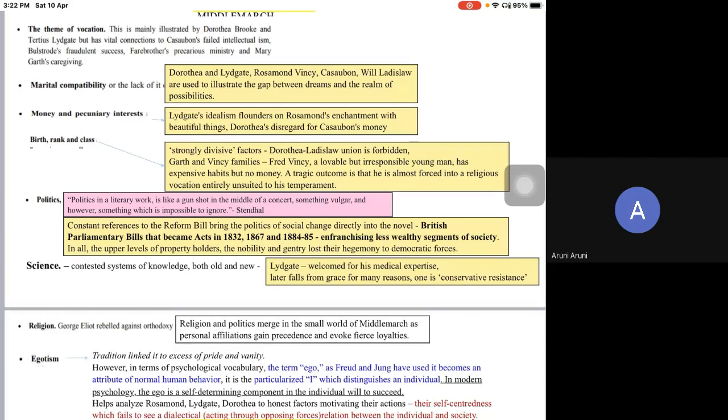Then science, another theme in Middlemarch. Contested systems of knowledge, both old and new. So this was a time when science was coming up more than ever, and everything was under questioning. Every system of knowledge was under questioning. Example, Lydgate, welcomed for his medical expertise, later falls from grace for many reasons. One is conservative resistance. Just as we see modern science developing, Lydgate is the example of that, and we also see how he falls from favor, particularly because of conservative resistance. The senior doctors and other patients are very skeptical about the new knowledge that Lydgate stands for.